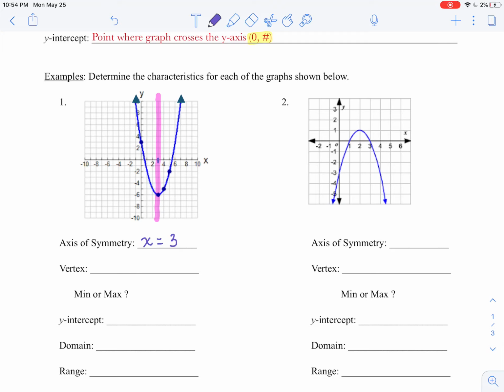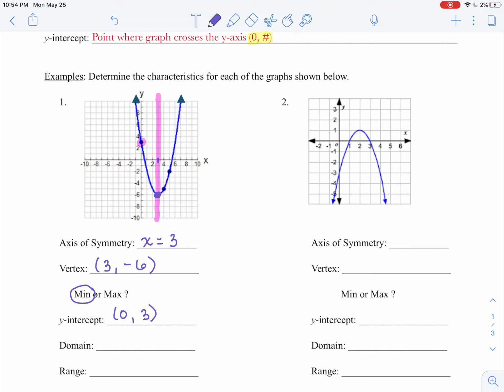The vertex is either the lowest or highest point on the graph, right in the middle of the graph. So our vertex is this point down at the bottom here. That point has the coordinates 3, comma, -6. And as I mentioned, it's the very bottom of the graph, so this vertex is a minimum. The y-intercept is the point where your graph crosses over the y-axis. This graph hits the y-axis here at this point, which they've kind of highlighted for you. That's the point 0, comma 3.